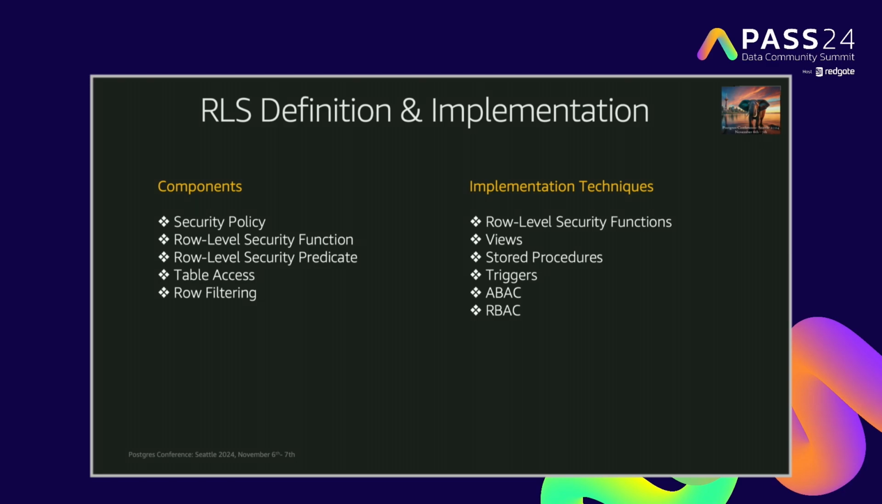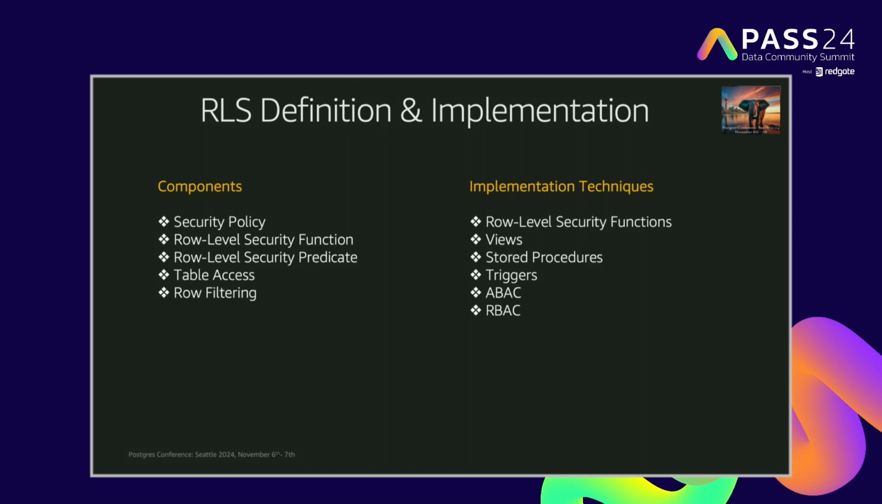Then next is table access, right? And then row filtering, that happens at the end. So your SQL is evaluated by the optimizer, and then at the end it will apply this row level filter and then give you the data that passes through the filter condition.